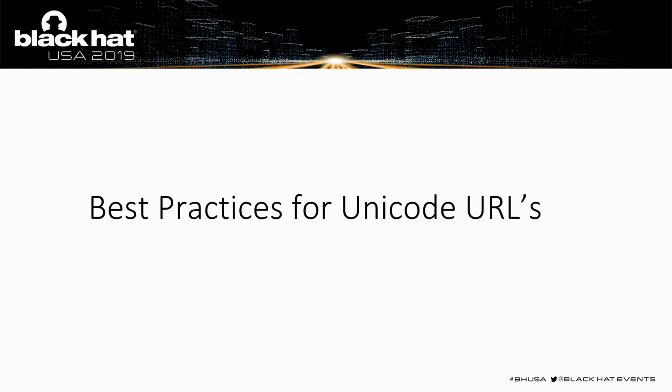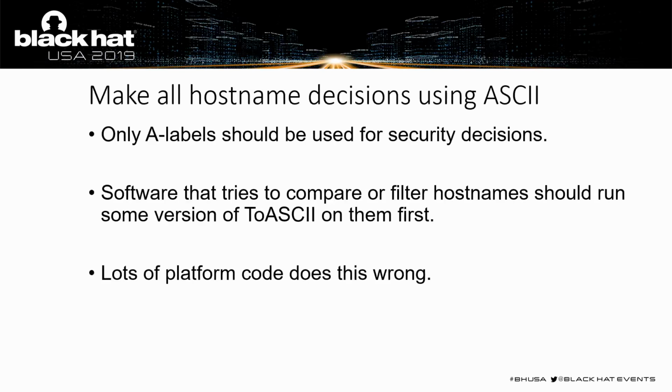What are some best practices for preventing this vulnerability or fixing it in your software? Well, first, and this is something I really want to emphasize, software needs to make all of its decisions about host names using ASCII. Most software, if it's dealing with a host name, has just a string type, and it's not thinking about whether this is an ASCII URL or a Unicode URL. So if you're doing some sort of comparison or a regular expression against a host name, before you do that, you must convert it to an ASCII host name.